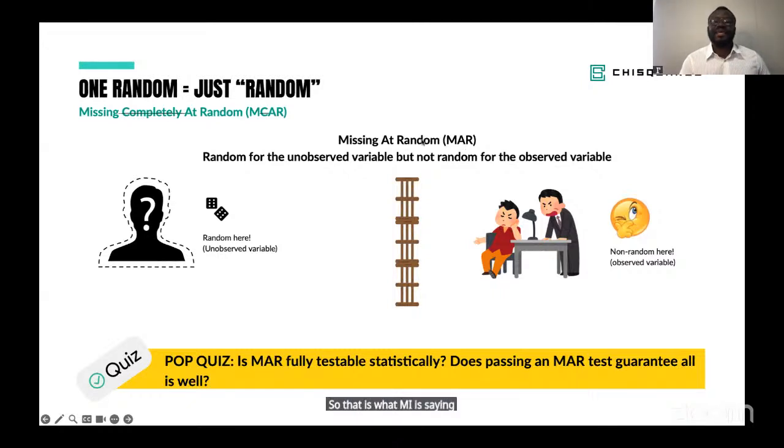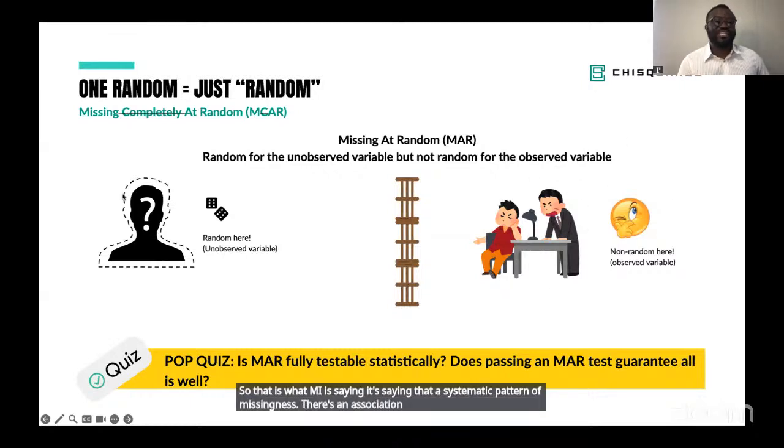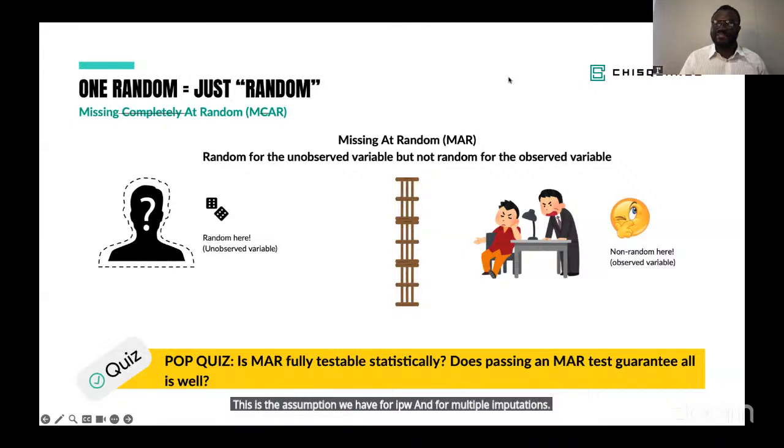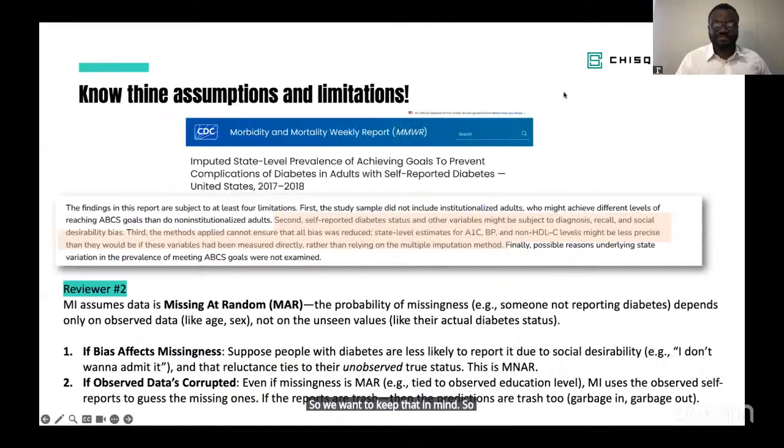It's saying that there's a systematic pattern of missingness. There's an association between other variables, but there's nothing about that status itself that would give rise to missingness. So this is MAR. This is the assumption we have for IPW and for multiple imputations, right? So we want to keep that in mind. So let's go back to the paper.